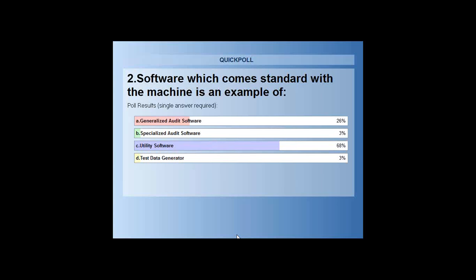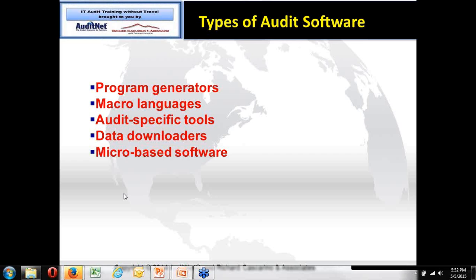We have 68% who said utility software, which is correct. Generalized audit software, very powerful, but unfortunately you've got to go and buy it. Test data generators, very useful for specialized areas, but again, unfortunately, you've got to go and buy it. It doesn't come standard. Utilities come standard with the operating system that you're running on your machine.